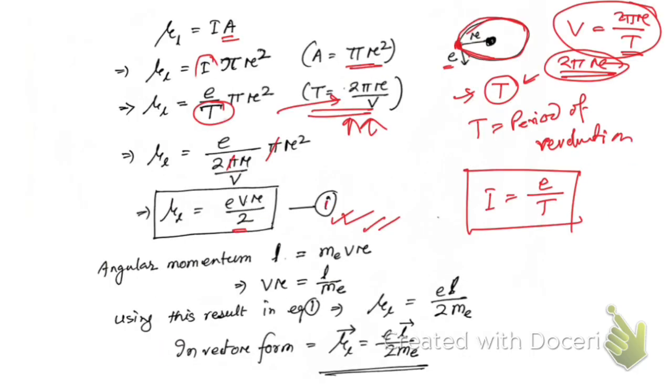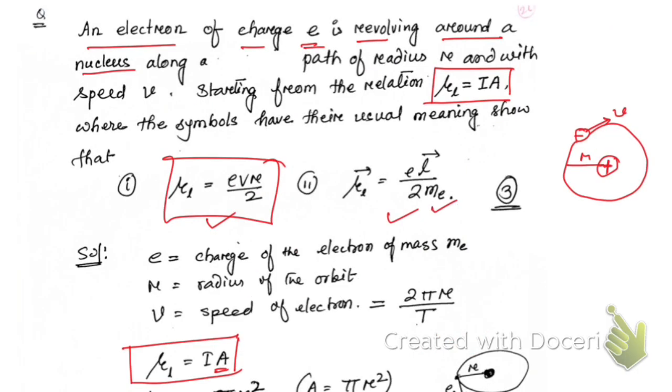Let me take this as equation number 1. And angular momentum, we know that L is equal to me v r, where me is the mass of the electron. So from here we will get v r is equal to L by me. If you use this relation in equation number 1, replace this v r by this result, then you will get this. And in vector form, this can be written this way. This is what we needed to show.